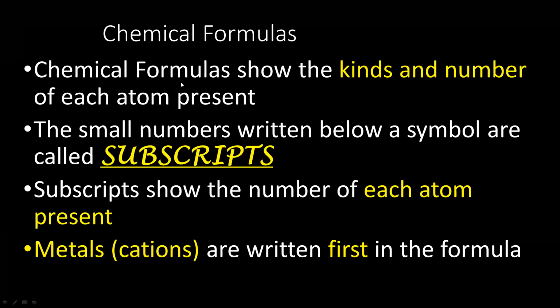Our chemical formula shows the kind and number of each atom. These small numbers written below a symbol are called subscripts. Subscript is just small writing. And they show the number of each atom present. The metals, those are cations, are written first in the formula.